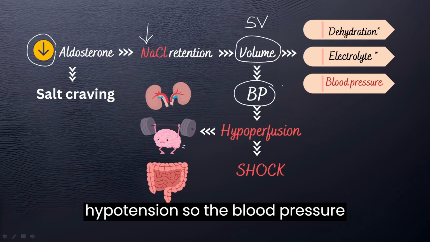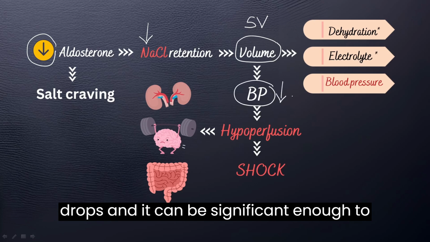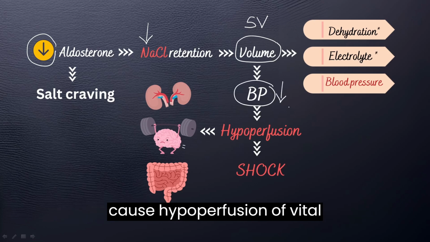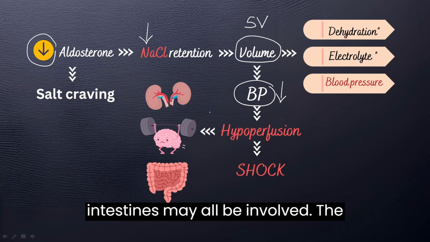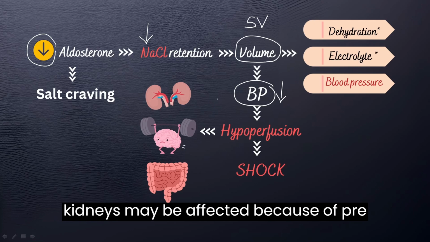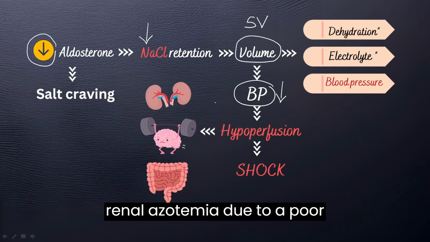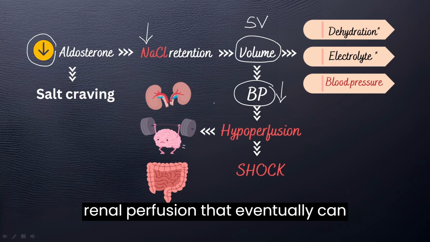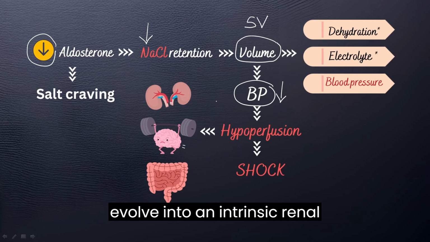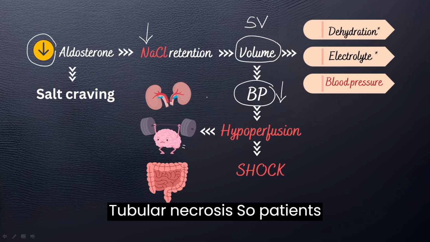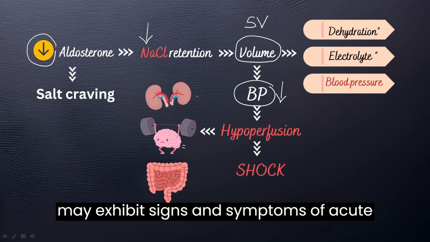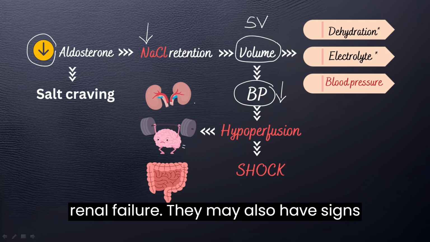So the blood pressure drops, and it can be significant enough to cause hypoperfusion of vital organs. So the kidneys, the brain, and the intestines may all be involved. The kidneys may be affected because of pre-renal azotemia due to poor renal perfusion that eventually can evolve into an intrinsic renal failure as a result of, say, acute tubular necrosis. So patients may exhibit signs and symptoms of acute renal failure.